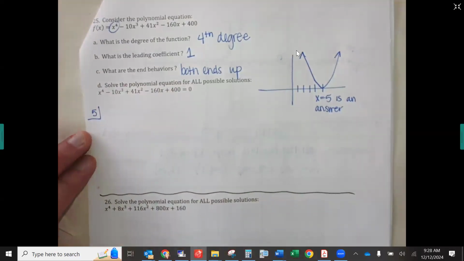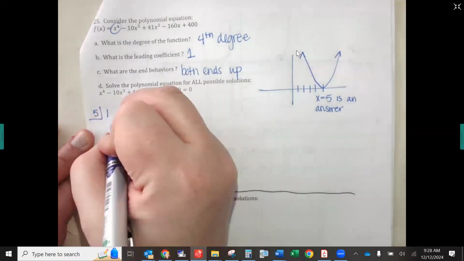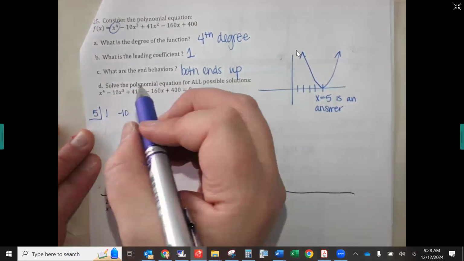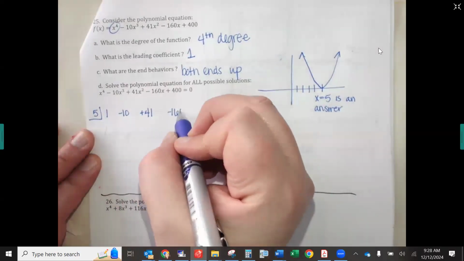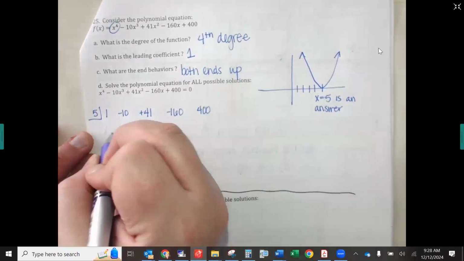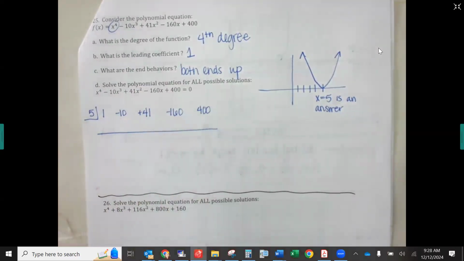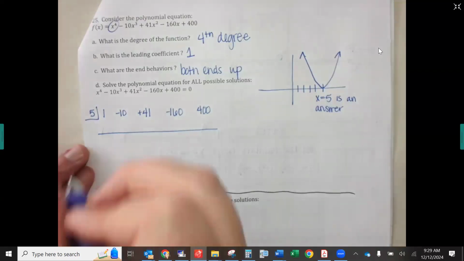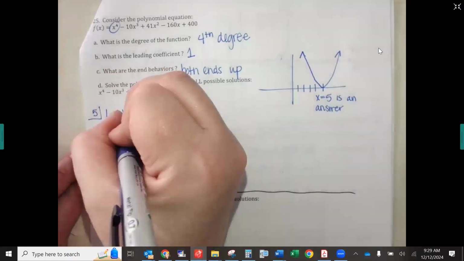And then I'm going to do a 1x⁴, a minus 10x³, a 41, minus 160, and a 400. Now remember, when you do synthetic division, you're not putting the x's, you're just putting the numbers. First number comes straight down. What is it? A 1. Then what do I do with the 1? Multiply it by what's in the box. 1 times 5 is 5.